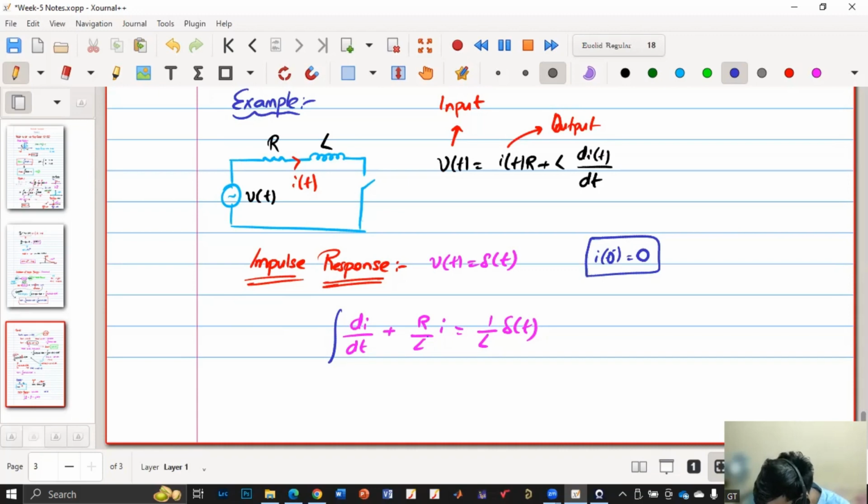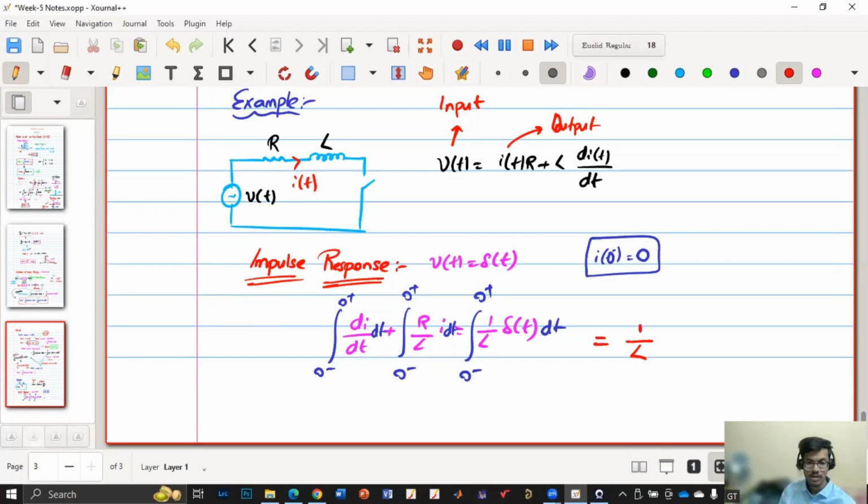Now I'll integrate it with dt from 0 minus to 0 plus. So the RHS will become 1, so it will be 1 by L. And I have told that I of t is continuous, right? Or I of t is step. So the integration of a step is continuous.